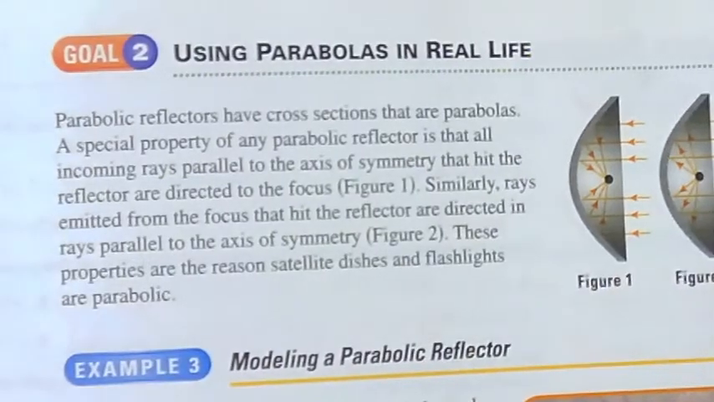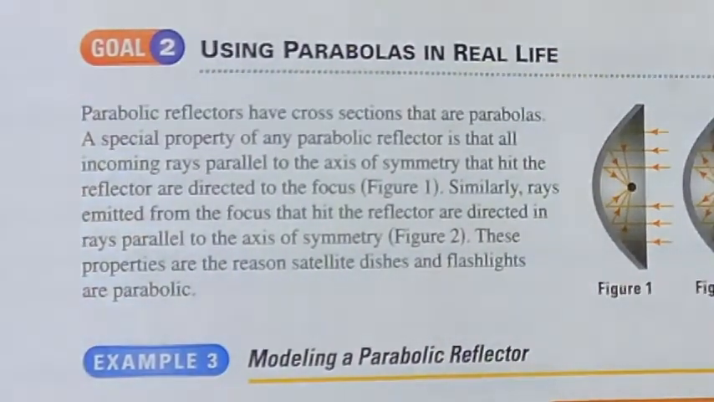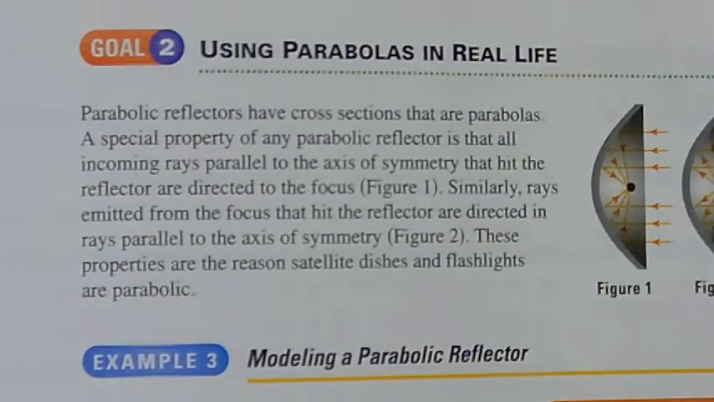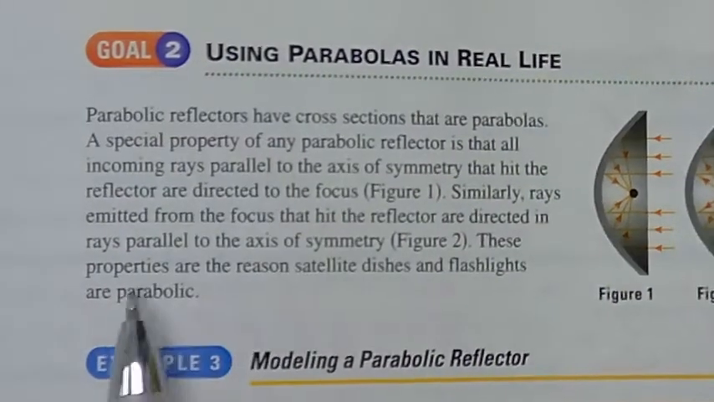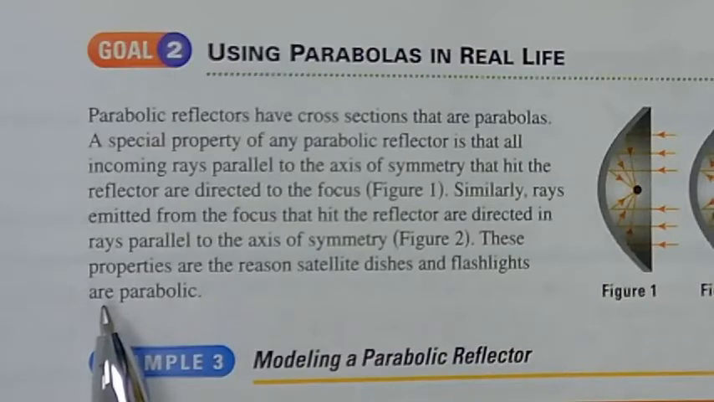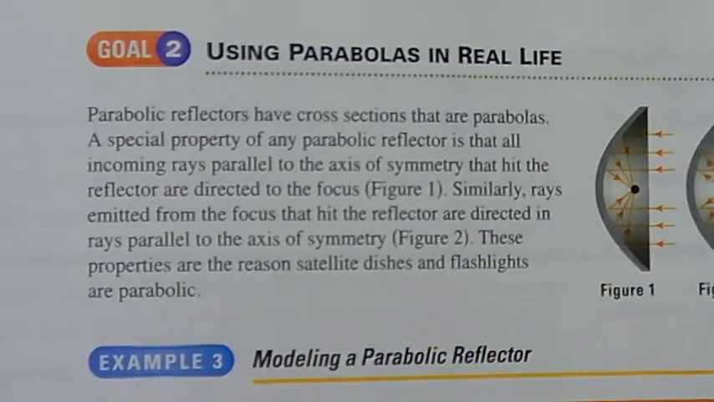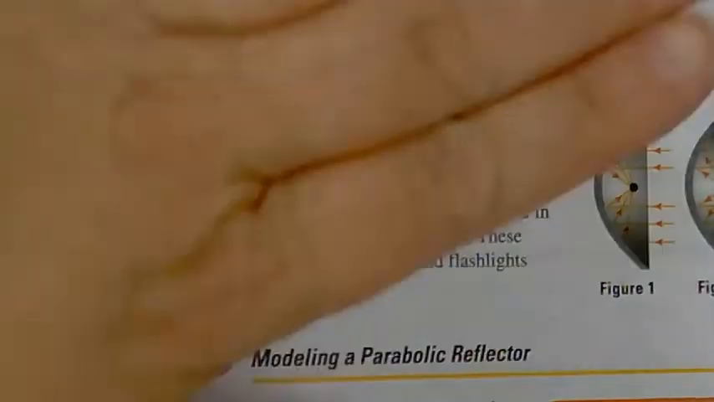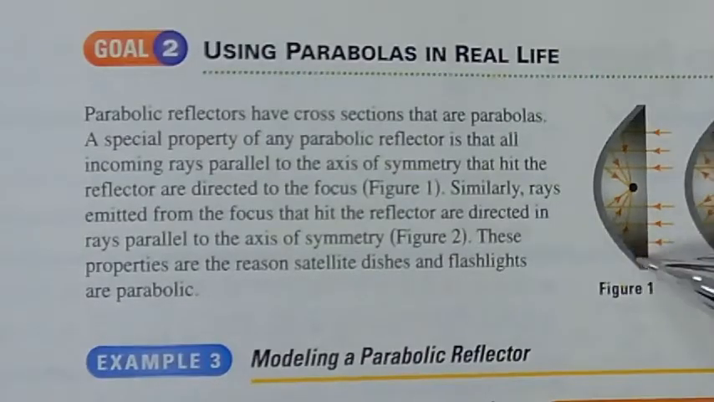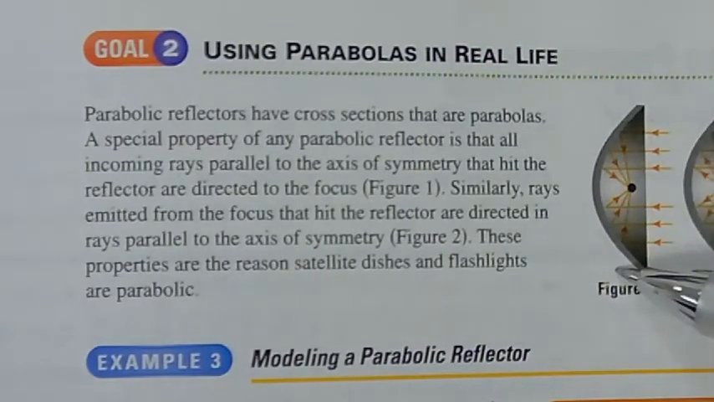So let's talk about where you might see a parabola and a focus point. The book talks about something interesting here. It says parabolic reflectors have cross sections that are parabolas. So this would be a parabolic reflector, and if you cut across the front of it, you would see a cross section of what's inside.